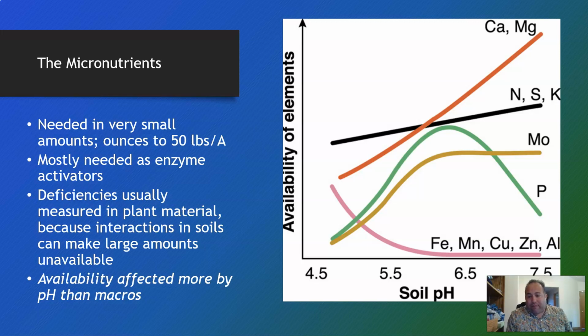So in the graphic right here on the right, you can see the availability of elements. As soil pH goes up, calcium and magnesium are fine with that.